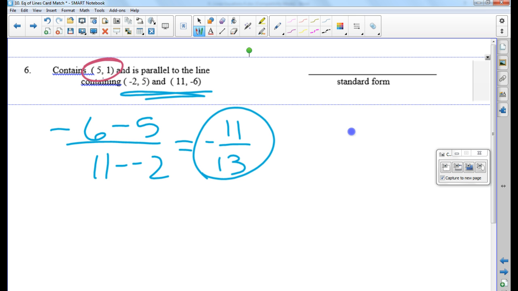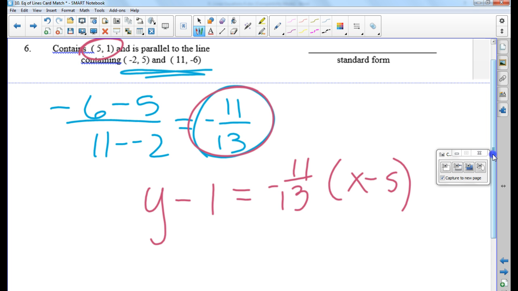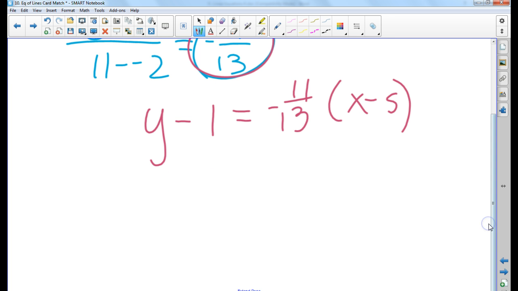So we have a point and we have a slope. So we're going to go to my favorite formula. Point slope. Y minus y equals m times x minus x. It's going to get uglier before it gets prettier. Here we go. Y minus 1 equals negative 11/13 x. Now what?